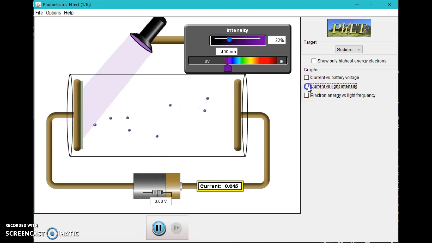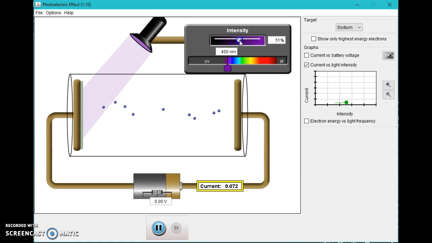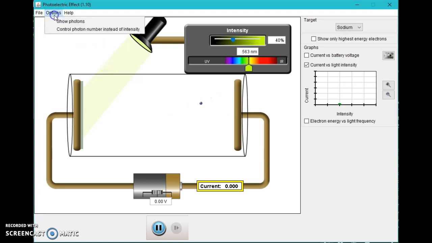If I show the current versus the intensity of light, we see that the classical wave theory holds, because as the intensity of light increases, the current also increases. Now at some point, I will increase the wavelength such that there's not enough photon energy to liberate the electrons from this photosensitive metal and cause current flow. I can click Options, Show Photons, and I can see that even though this metal is being irradiated with all of these photons, there's just not enough energy to cause current flow.